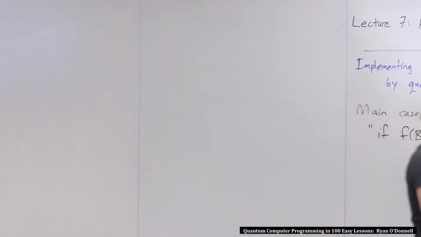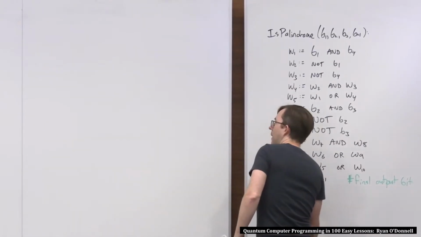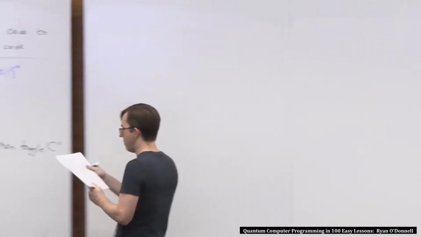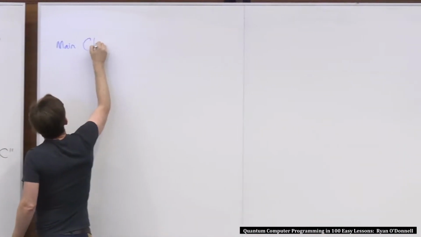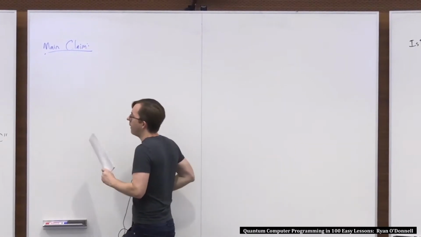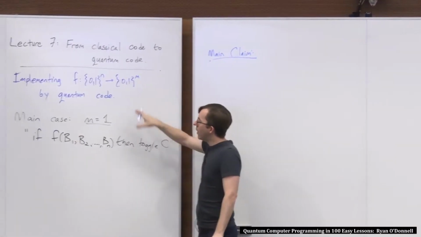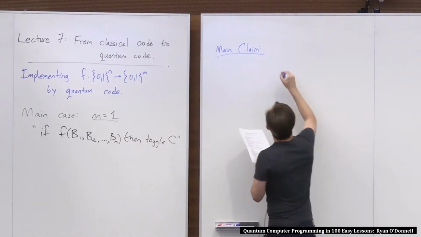Okay, so I will now tell you the main claim that we're going to spend some time talking about regarding this main case. Let me write it on the board. It basically says, if you have classical code implementing f, then you can get good quantum code also implementing f in this way. So let me write.